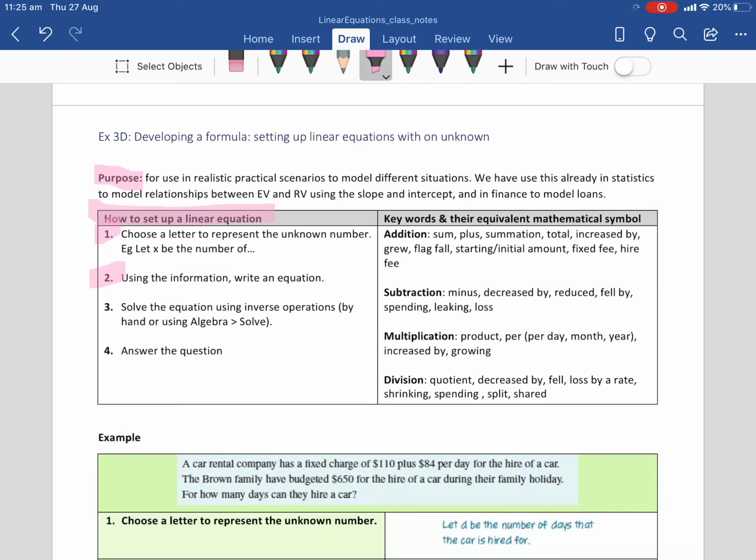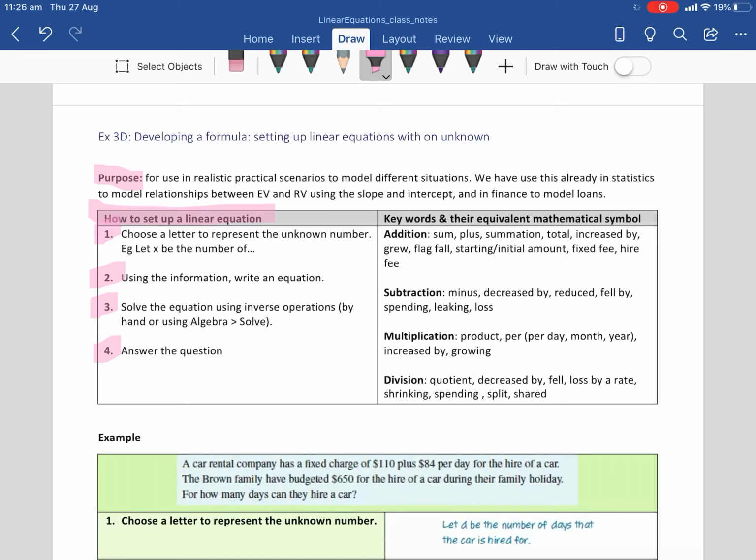Number 2 says using the information, you need to write an equation. Are you adding 2 to every unit for your variable? Number 3 says you can solve the equation using inverse operations. That's like what we've looked at in 3B and C. And 4 is to answer the question.